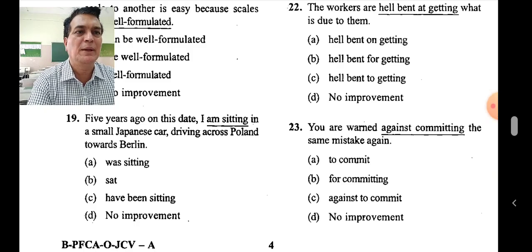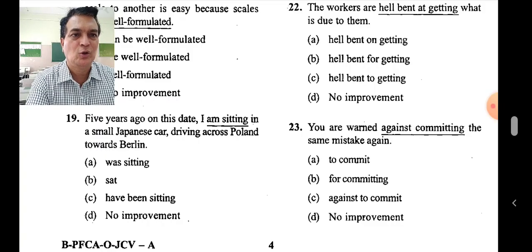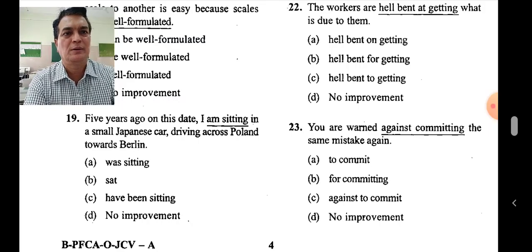The workers are hell-bent at getting what is due to them. Hell-bent on getting, hell-bent for getting, hell-bent to getting, no improvement. You are warned against committing the same mistake again. To commit, for committing, against, to commit, no improvement.